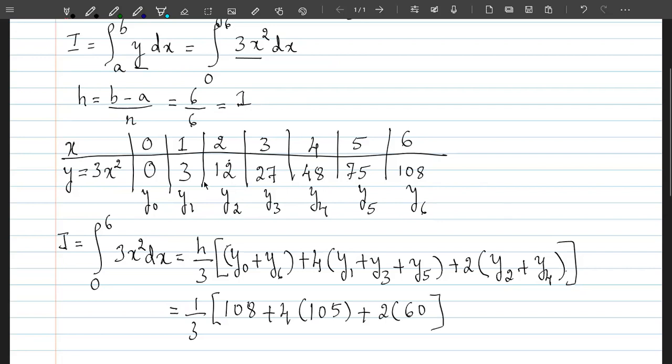You need not write all these steps. You can directly substitute and calculate the value. Simplify, you get the answer as 216.